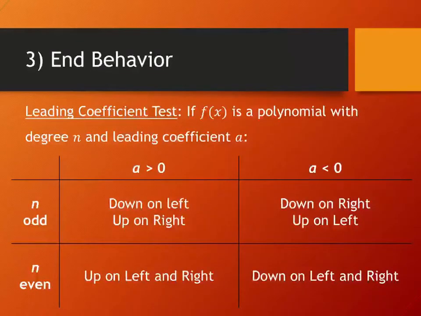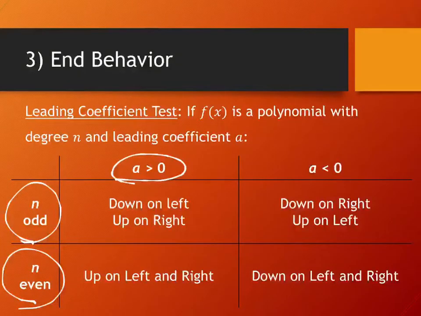End behavior. So this is something we have not talked about before. I'll pause a little bit longer on this chart so that you can either take a picture of it or write it down if you would like. This actually talks about what happens on the edges of the graph, as I go to the left and the right forever. This is called the leading coefficient test. So we have 2 possibilities. The degree, the power of the exponent, is either odd or even, and then the leading coefficient itself is either positive or negative.